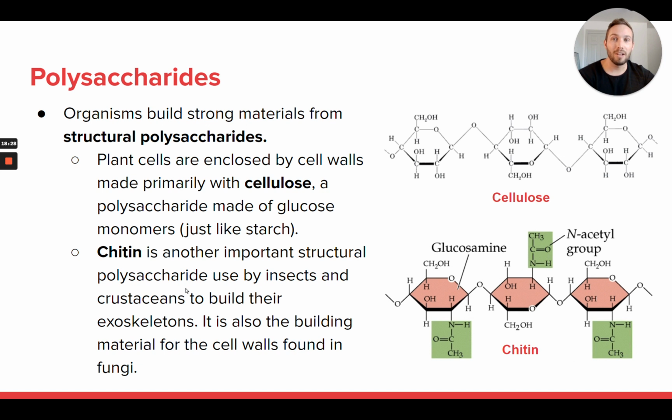Another example of a structural polysaccharide is chitin. Chitin is a polysaccharide that's used to build the exoskeleton of certain animal organisms, like insects, and in crabs and lobsters and crustaceans, their exoskeleton. We find this molecule in fungi too, like mushrooms. Their cells also have a cell wall, but their cell wall is made of chitin, and it's not made of cellulose. Anyway, these have a structural purpose. Their purpose is to build structural components inside the cell, but these are also polysaccharides.